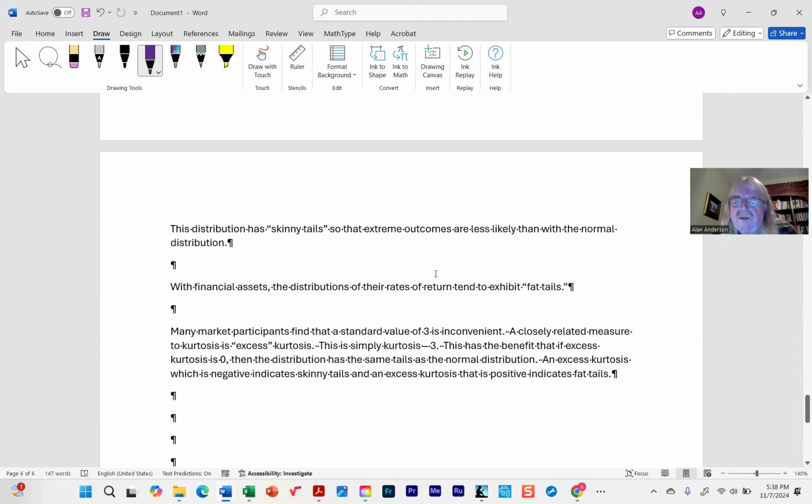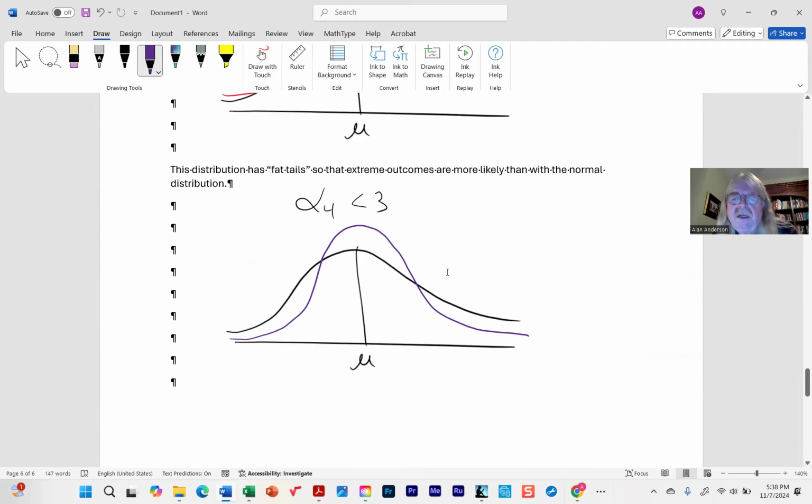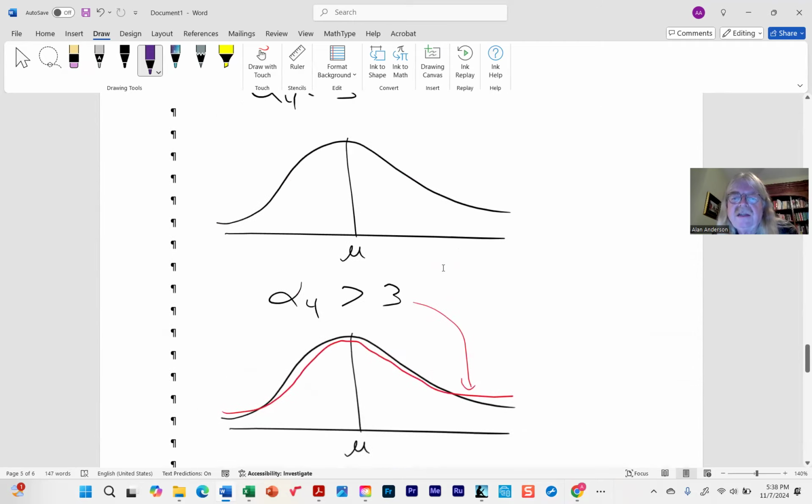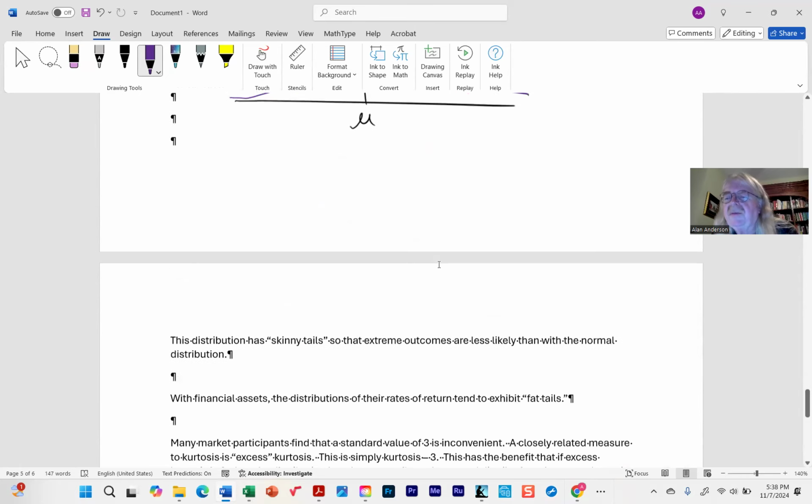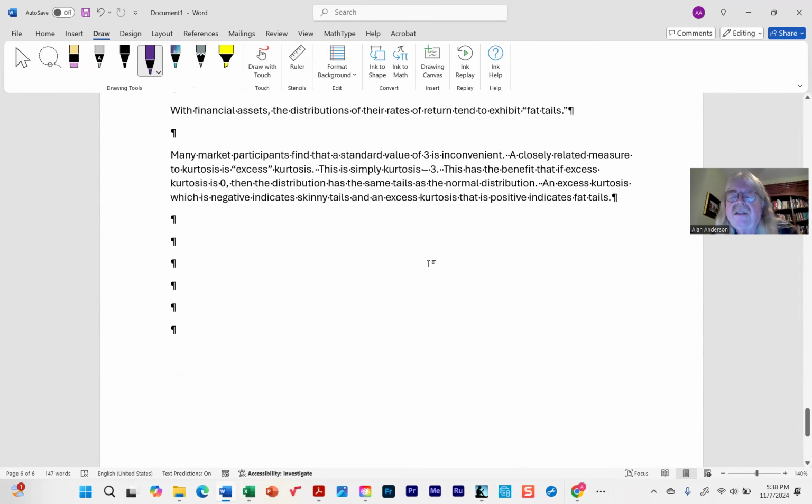Okay, so there's regular kurtosis, the way it's formally defined. 3 means the same layout, the same tails as the normal distribution. Below 3 means skinny tails. Above 3 means fat tails. By calling it excess kurtosis, by simply subtracting 3, it's easier to visualize that 0 means the same as the normal, negative is skinny tails, and positive is fat tails.